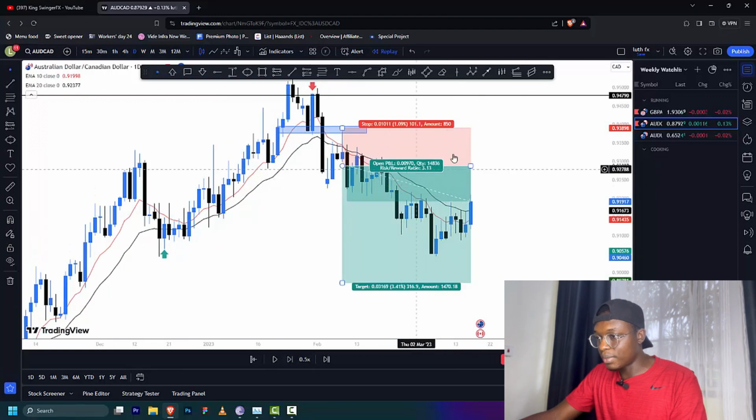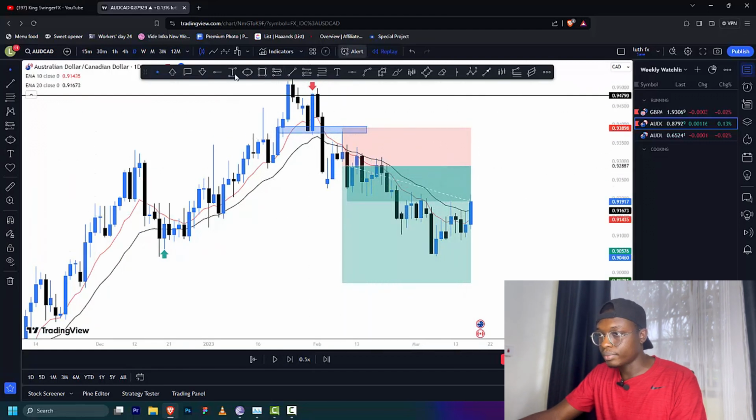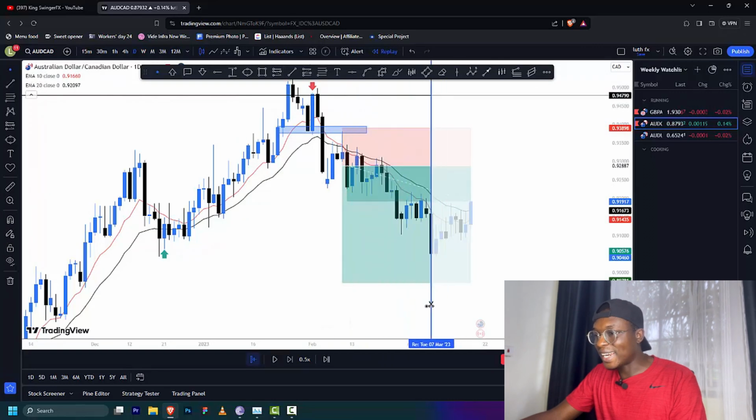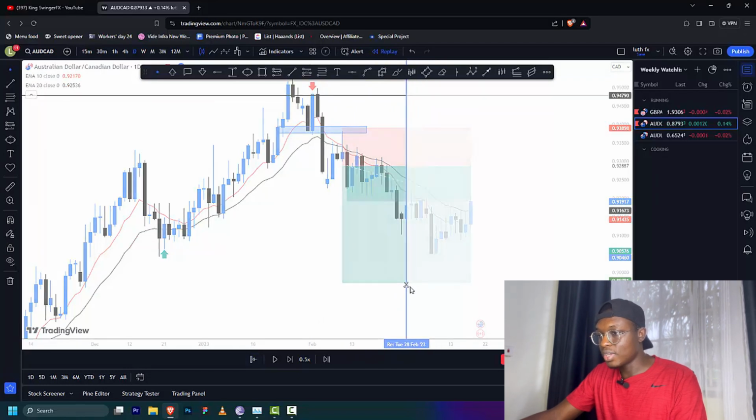Now I think I even saw something. Let me show you guys, right? I think the market formed another M formation, right? Which we could have easily capitalized on if we wanted to, right? Let me show you guys.